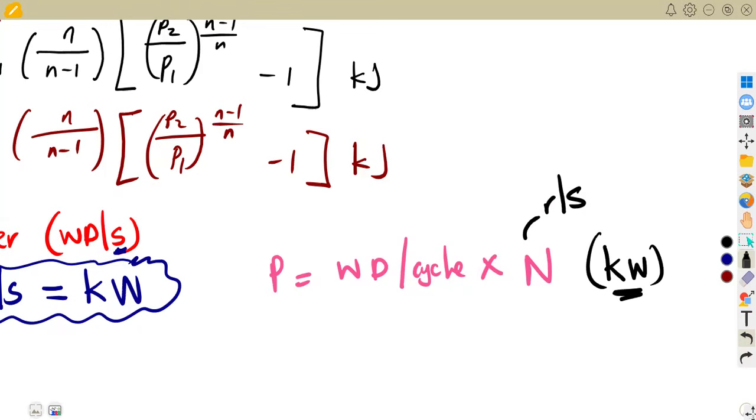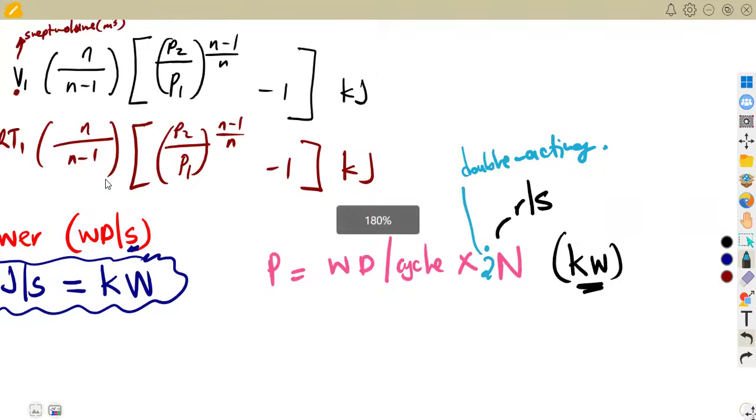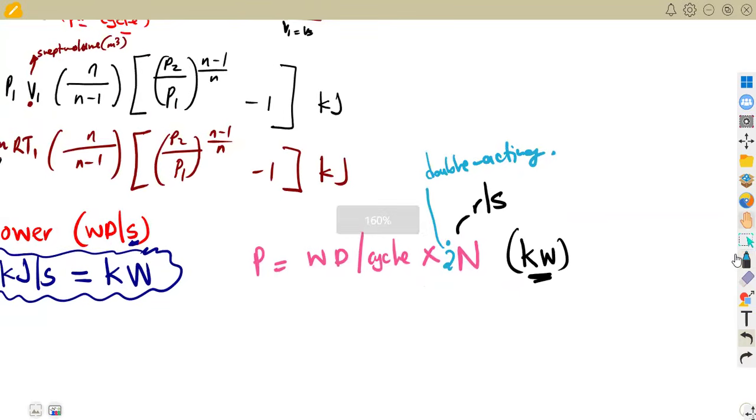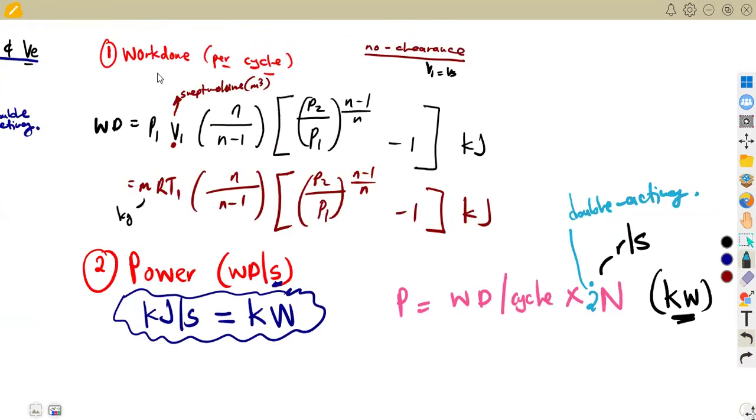For a double acting, it is going to be multiplied by 2. So the 2 there is when it is for a double acting. Okay, so either you calculate the work done per cycle, which we calculated before, then you use the speed at the end to calculate your power.